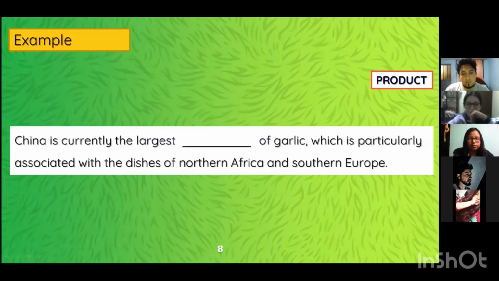As you can see in this example, we have the word product, so you can change this word for producer. For example, China is currently the largest producer of garlic, which is particularly associated with the dishes of Northern Africa and Southeast Europe. You can change the word family of product.